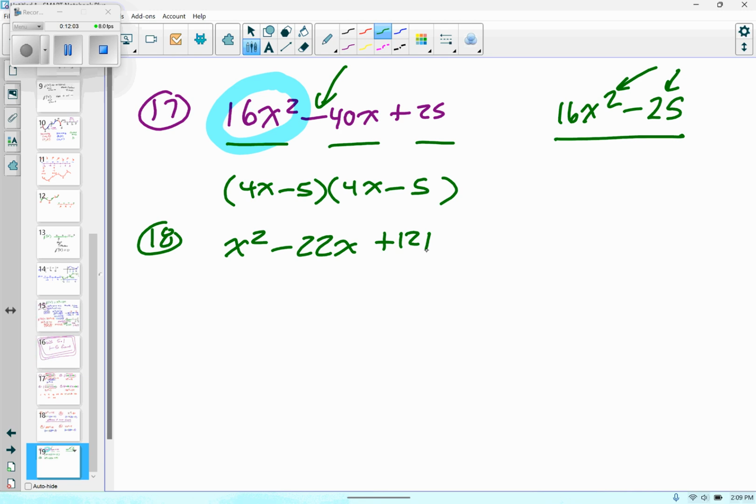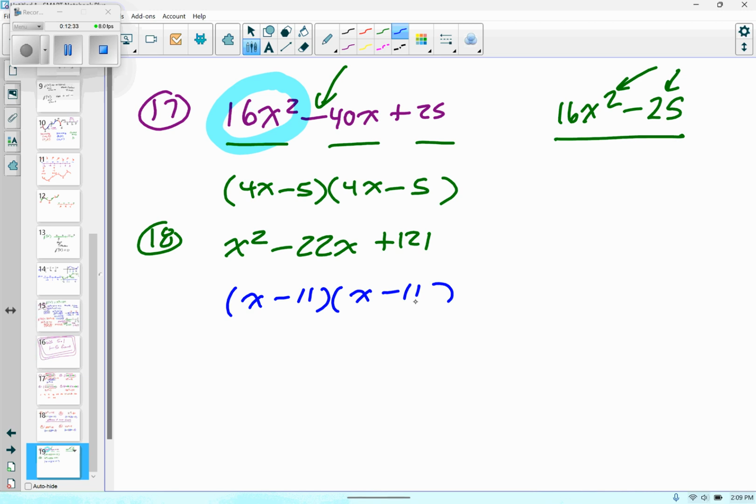Real quick, is 121 a perfect square? And what times what gives me 121? 11s. I got the answer up there. Do you agree? So how did I do these two as quickly as I did? I didn't have to show much more work. The reason is the very first term is a perfect square and the very last term is a perfect square. You just have to think about the signs.